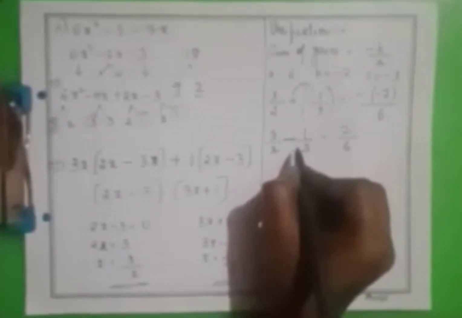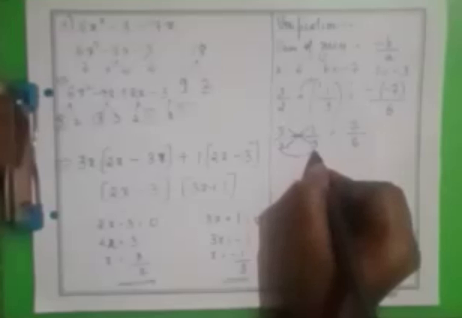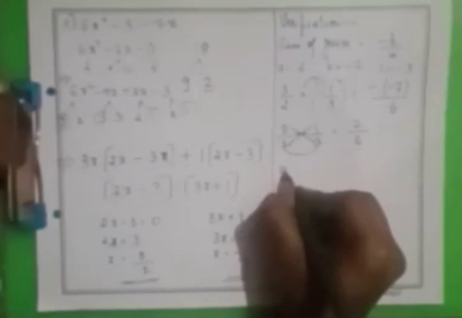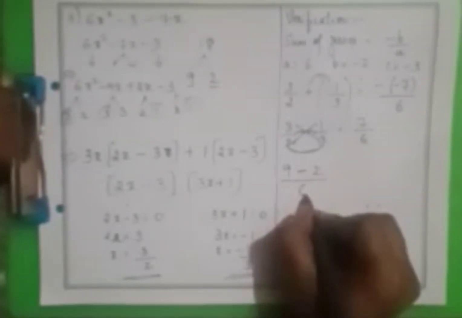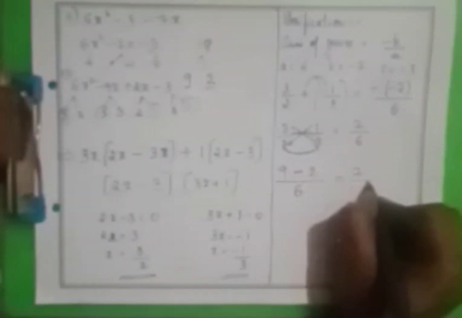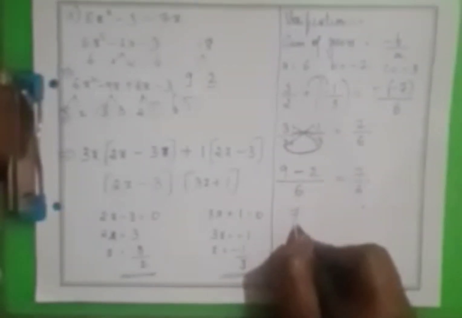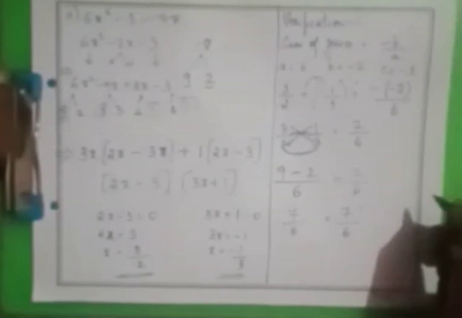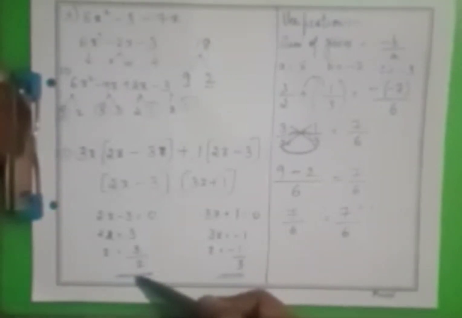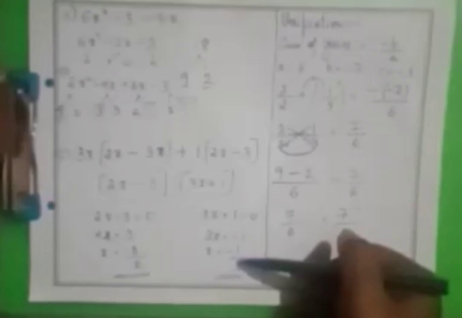So here we should take the LCM. How to take the LCM: multiply these two numbers, then multiply these two numbers, and then multiply these two numbers. Now 3 threes are 9. Keep this minus as it is. 2 ones are 2, whole divided by 2 threes are 6. We have got our LCM. 9 minus 2 is 7 by 6, and yes, we are getting the answer as 7 by 6 equal to 7 by 6. So our verification is done and this tells that x is equal to 3 by 2 and x is equal to minus 1 by 3 is correct.